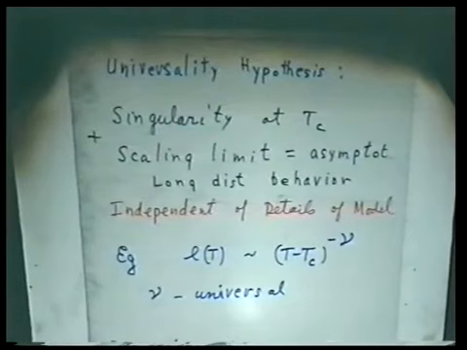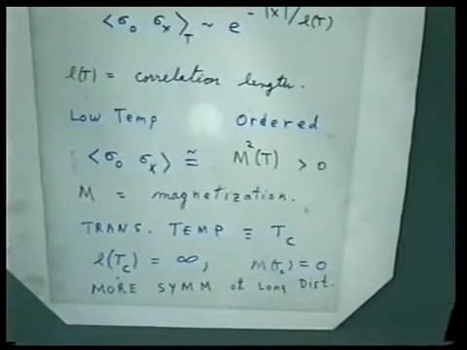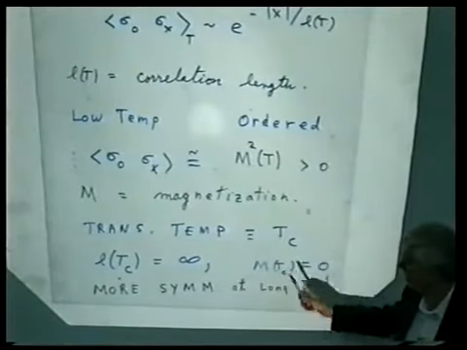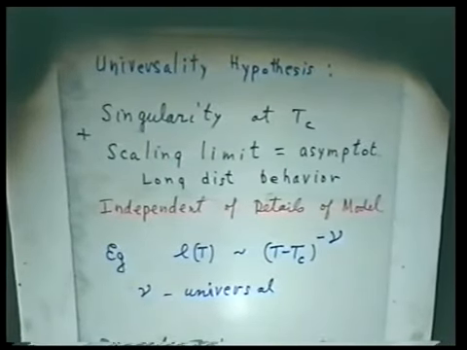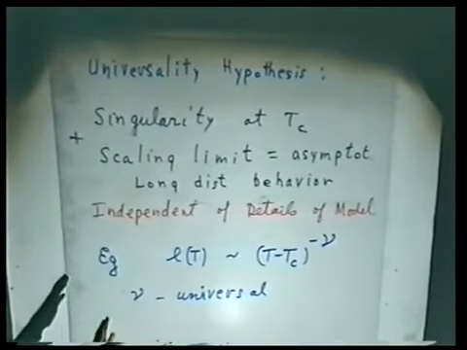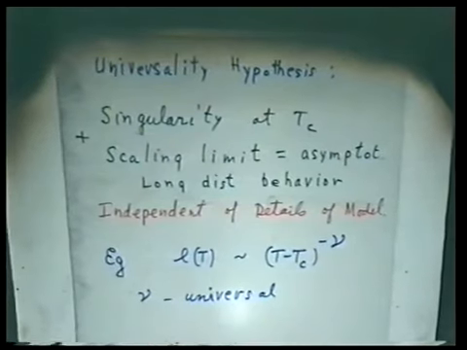First of all, there's a singularity. Well, you can see a singularity here. If I write it this way, the length has become infinite, and the magnetization below Tc is 0, so this magnetization goes up and it has a singularity at Tc. But the singularity at Tc and the scaling limit, in other words, the long-distance behavior of spin-spin correlation, not just spin-spin, but multi-spin correlations, if you look at the asymptotic long-distance behavior, all these things are supposed to be independent of the details of the model.